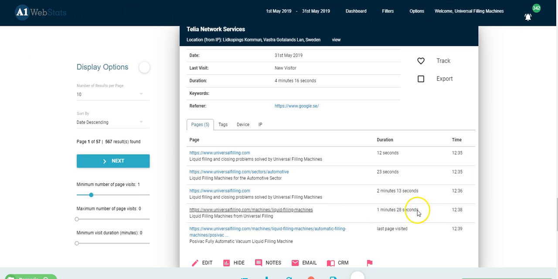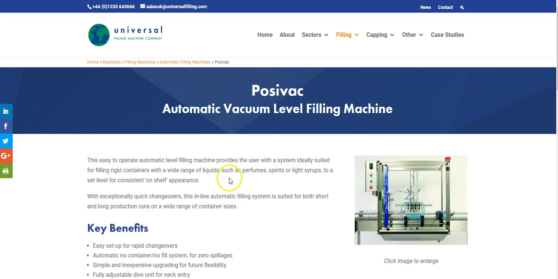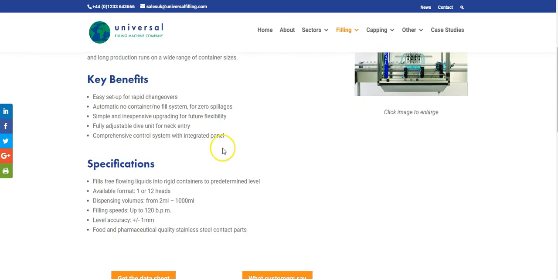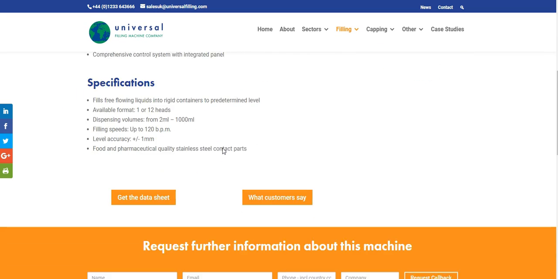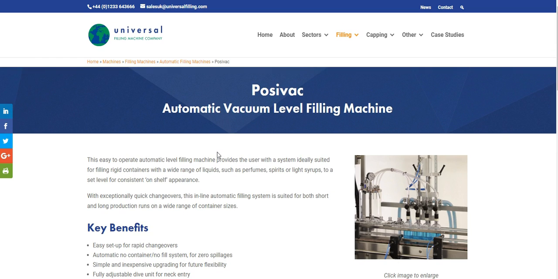And you can see they spent about 1.5 minutes on that page, and they ended up clicking through to one of the links from that page, which is here, which is a specific machine. So whoever it was from Sweden who was interested in automotive liquid filling had ended up on this page but hadn't made contact. So we do have to wonder why that is.